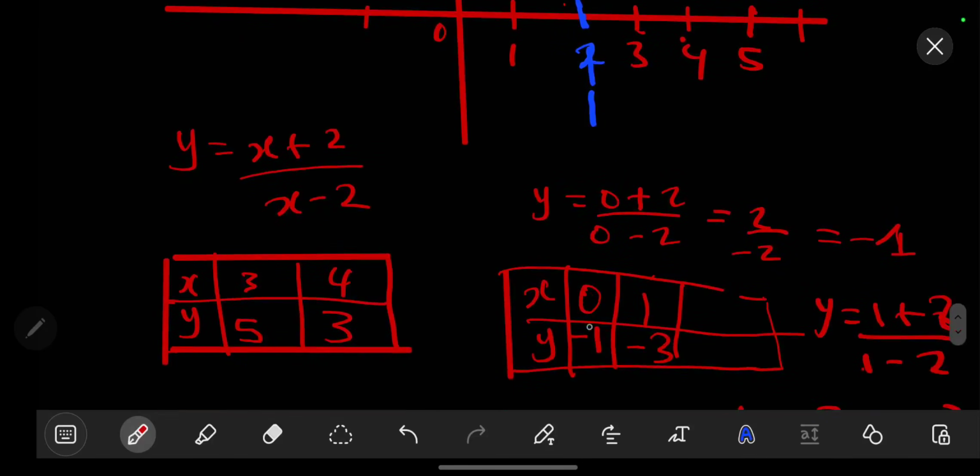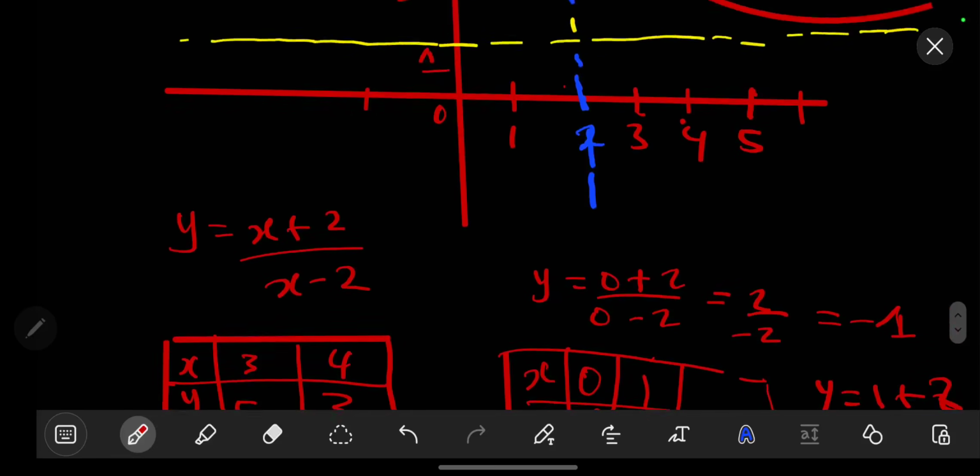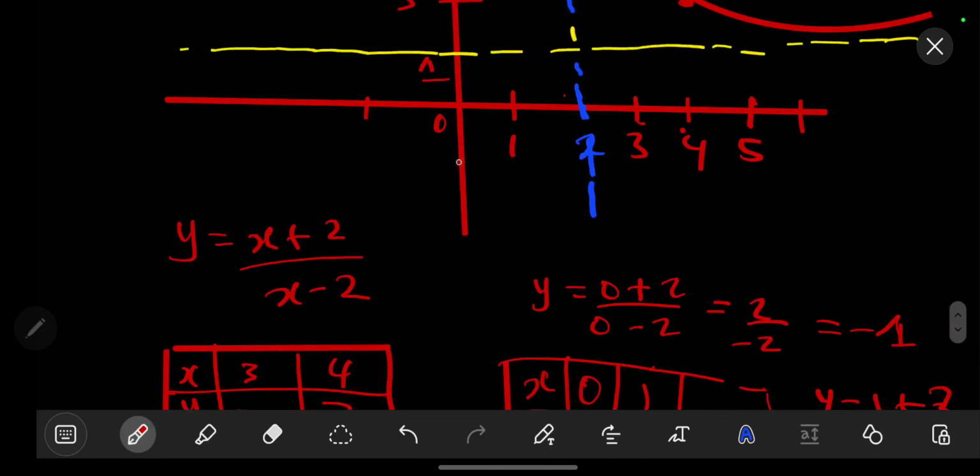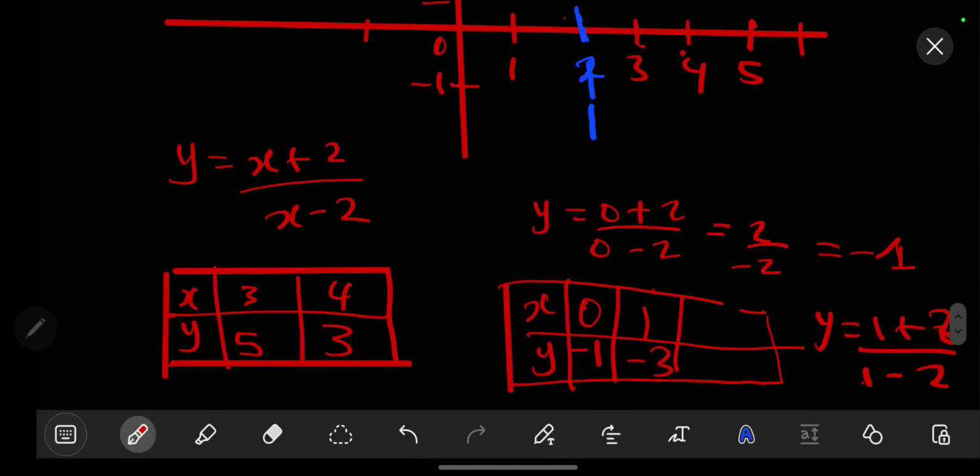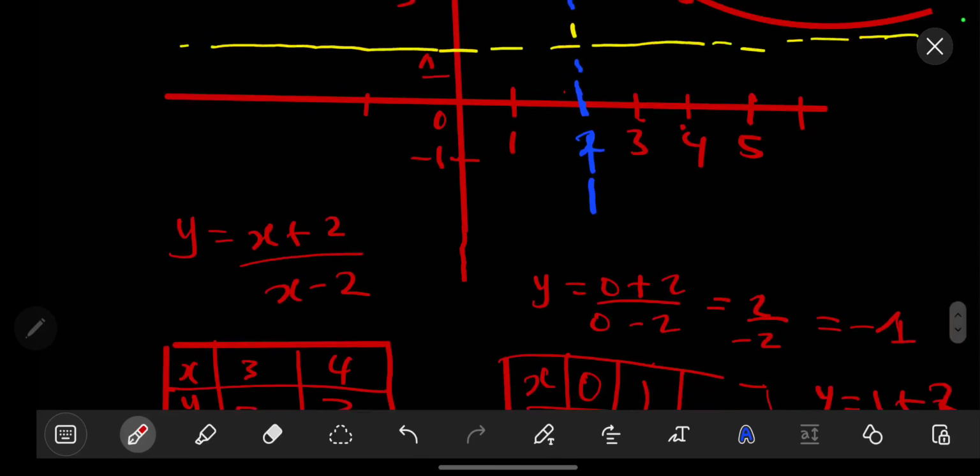So 0 is corresponding with negative 1. So 0 comma negative 1 is a point that is somewhere here. Then we have a 1 corresponding with a negative 3. So extending this a bit, we have a negative 3 there. So what we have is 0 comma negative 3 is here. We also have 1 comma negative 3 is there. So that means our graph is generally going like that.